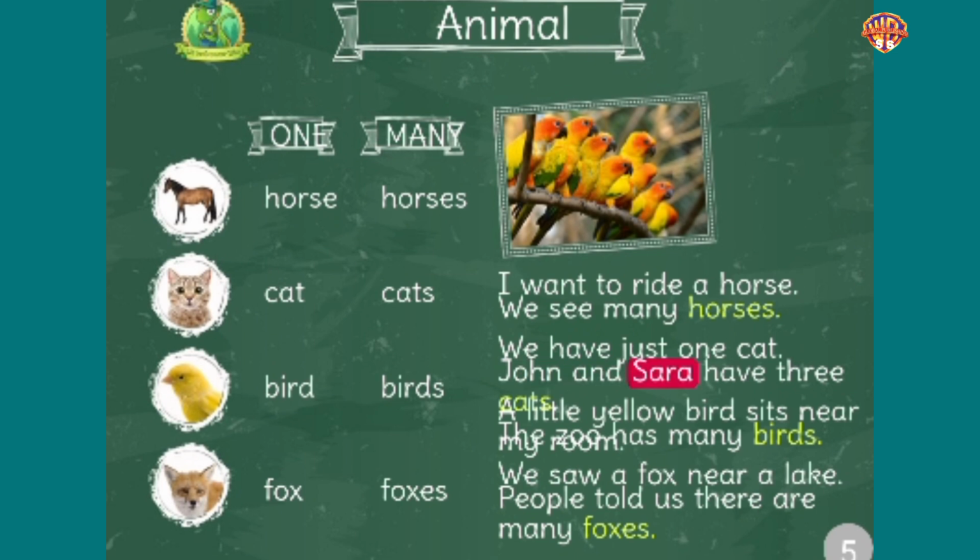John and Sarah have 3 cats. A little yellow bird sits near my room. The zoo has many birds. We saw a fox near a lake. People told us there are many foxes.